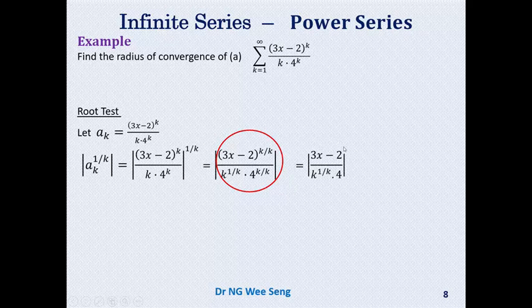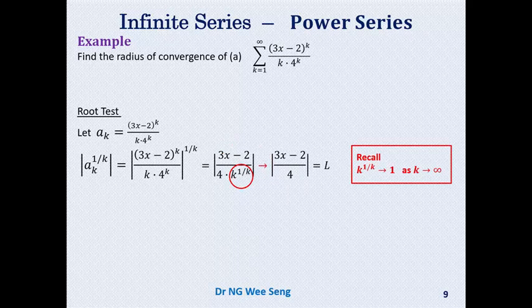and we're going to take the limit as k goes to infinity on this particular term. But as you can see, the only term involving k is this one. So all we have to do is to take the limit of k to the power of 1 over k. But we have a result that says k to the power 1 over k will converge to 1 when k goes to infinity. So the resulting limit is given by this quantity, and we let it be equal to capital letter L.